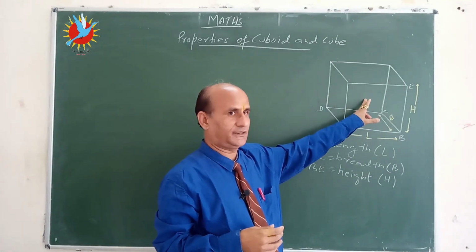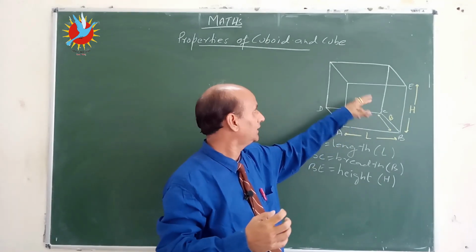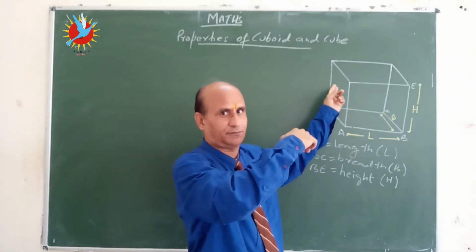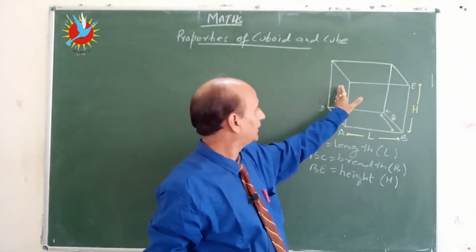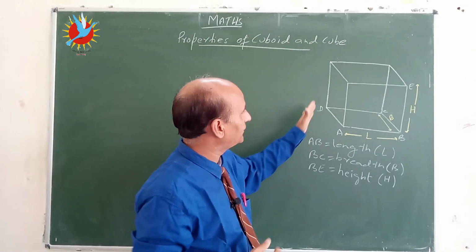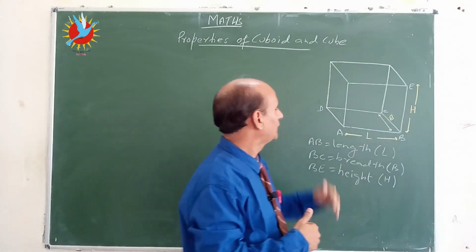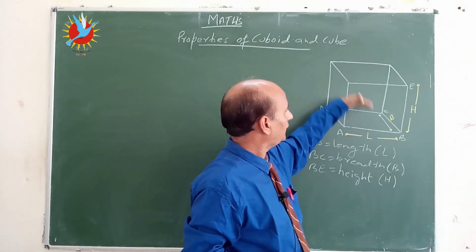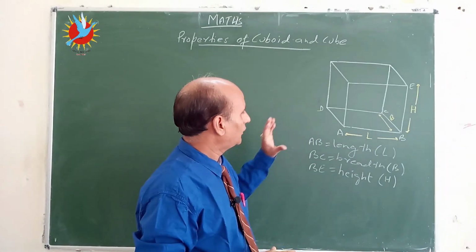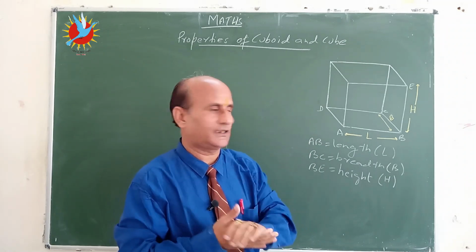This front face is equal in all the dimensions to the surface just behind it, and the surface on the left hand side is equal in all the dimensions to the surface just opposite on the right hand side. Similarly, floor and ceiling are also equal in dimensions. Now let us see what different dimensions I have taken.